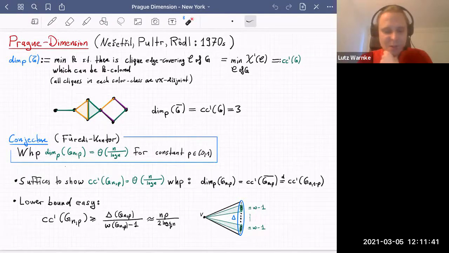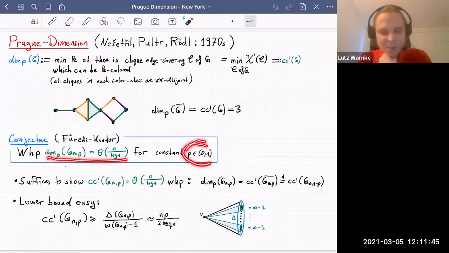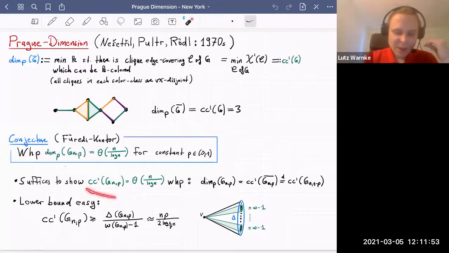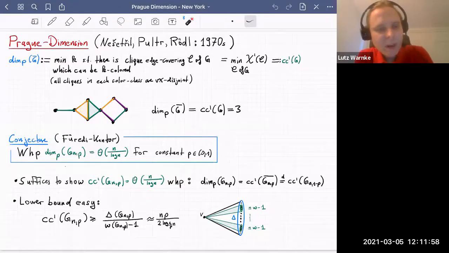And so for this particular conjecture, if we look at this thing here for constant p, well, if you have a constant p between 0 and 1, then 1 minus p is again a constant between 0 and 1. So it's enough to prove this bound here for constant p. Okay, so the good thing now about this perspective for this conjecture is that there's an easy lower bound.